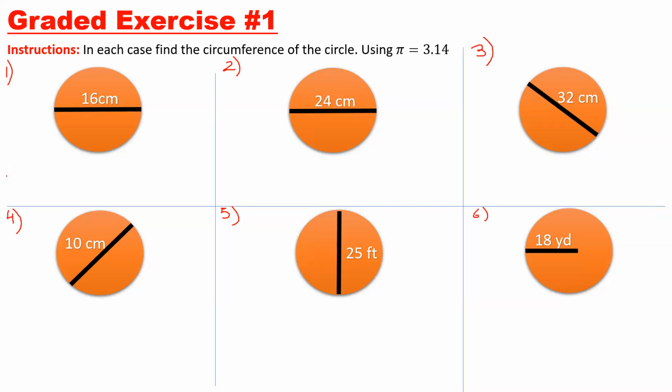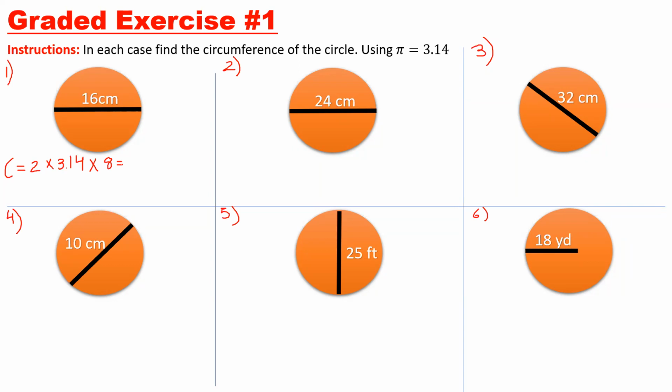So for the first one, the circumference is equal to what? 2 times what? 2 times 3.14 times what? 8. Times 8, right? Why 8 and not 16? Because you have to use half. 16 gives you 8. Very good. And then what's your answer?